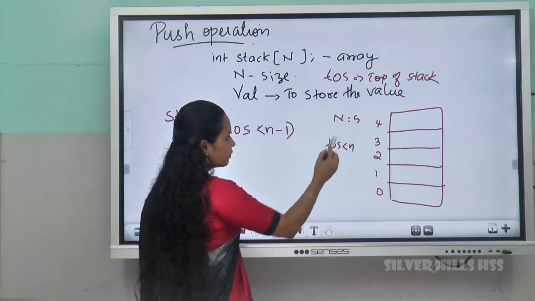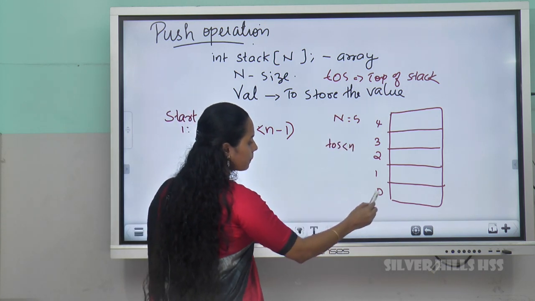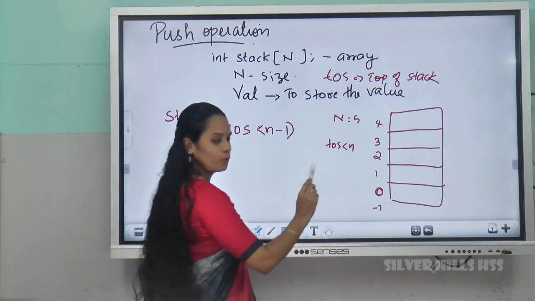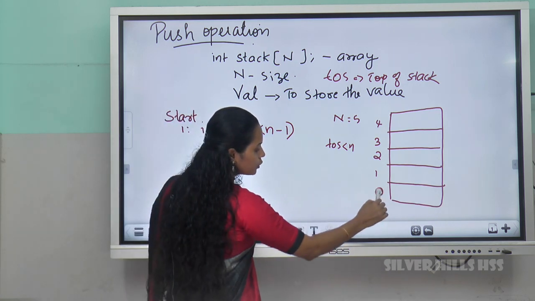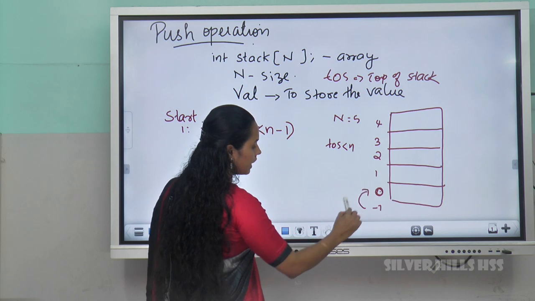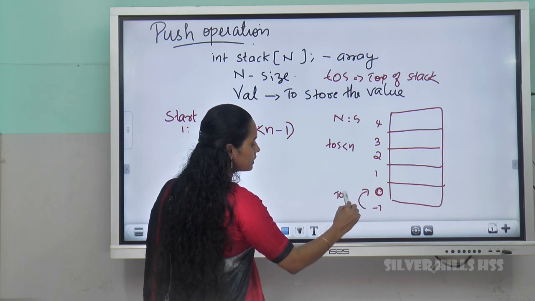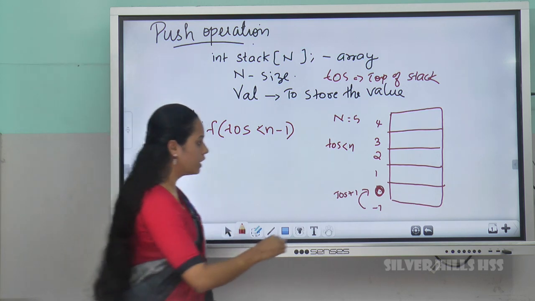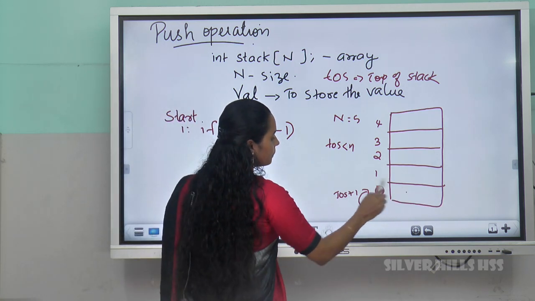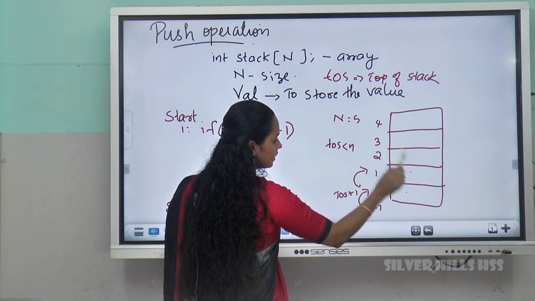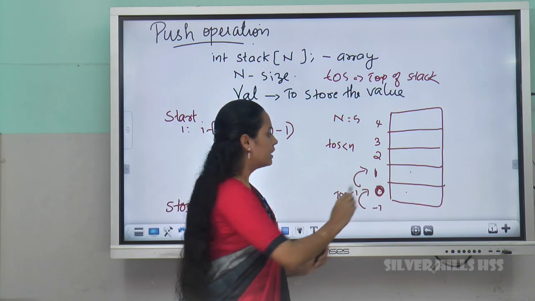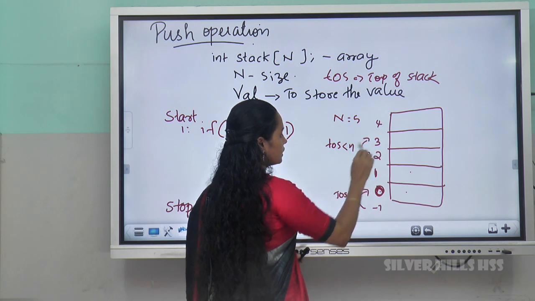Because we can take one example. Initially we don't have any elements here. So the value of TOS is what? Minus 1. And if we want to insert an element at the first position, I have to increase the value of TOS plus 1. That is, I have to increase the value of TOS to 0. Then I can insert one element here. And then again I can increment the value of TOS and insert one element at the next position, and so on.